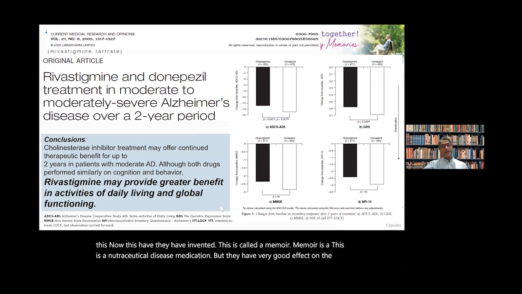They compared head-to-head donepezil and rivastigmine. They found rivastigmine very effective as compared to donepezil. I tell you, donepezil is a medication which is used in mild forms of Alzheimer's disease. The main side effect of donepezil is heart block. It can lead to heart block.